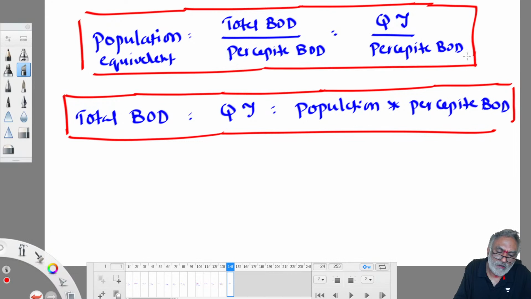Per capita BOD is a constant. So for a given total BOD, you are expected to find out population equivalent. For a given population, you are expected to find out total BOD.